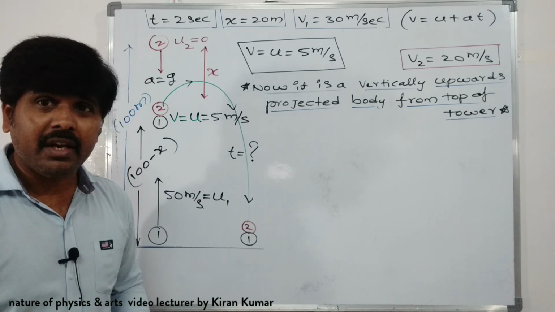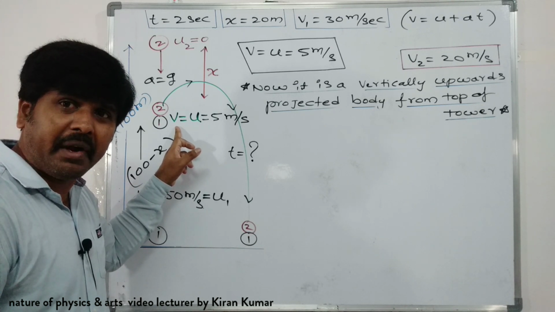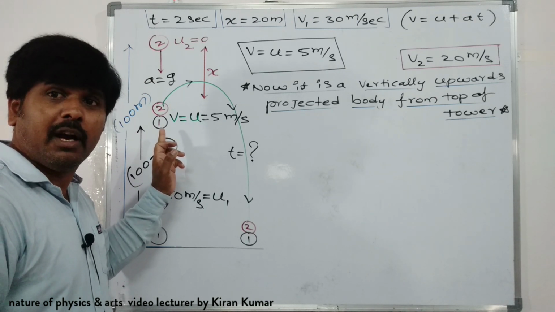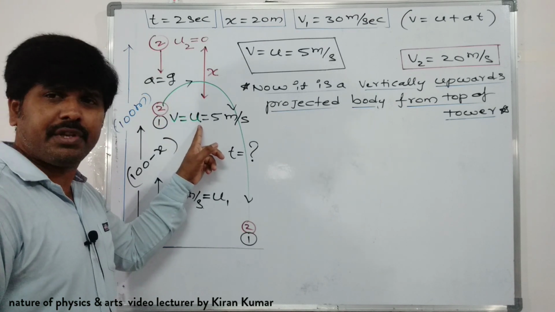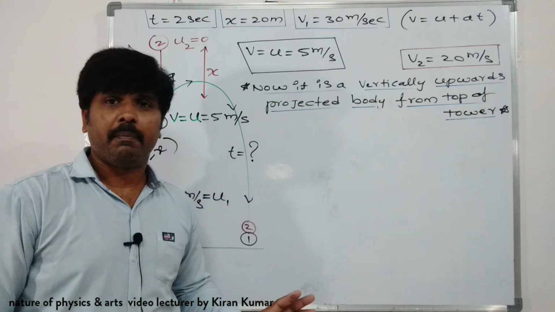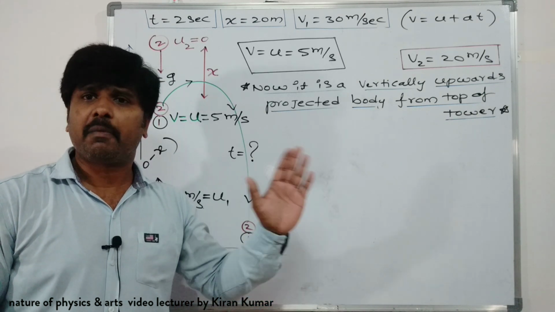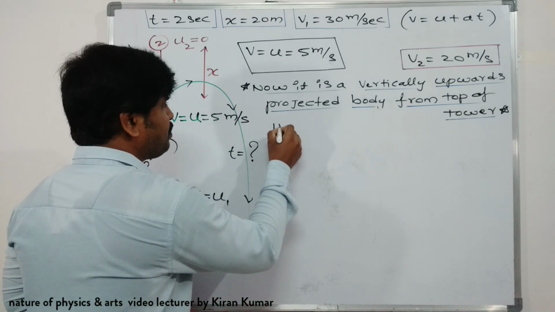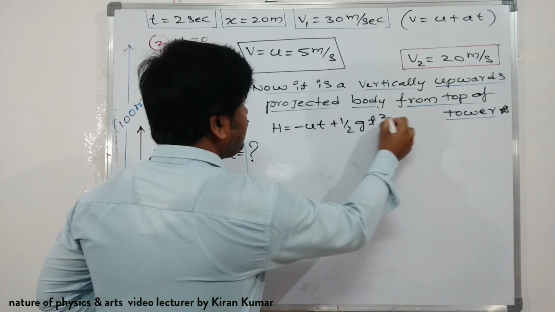Now continuation, here we got v, the final velocity of the combination of the bodies, which is indirectly the initial velocity of the combined bodies, which are projected in the upward direction with initial velocity u equal to 5 meter per second from the top of the tower. The vertically upward projected body from the top of the tower concept is in our previous video. Please watch, I already told you. Then the equation is h equal to minus ut plus 1 by 2 gt square.